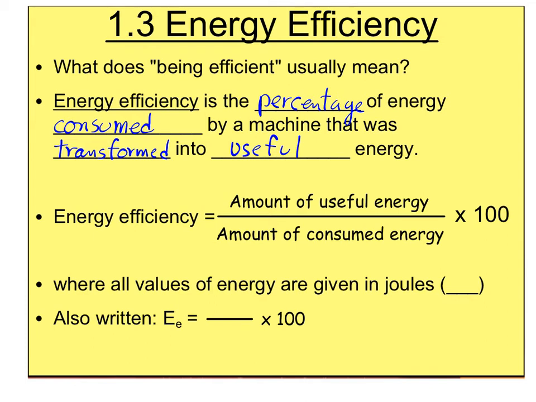So the formula goes like this. Energy efficiency is the amount of useful energy, so that's what is going to exit the machine, your final kind of energy, divided by the amount of consumed energy, that's what's going to enter the machine. And multiply that by 100 to get your percentage. In that formula, all values of energy are given in joules, capital J. And instead of writing this long formula every time, we're going to simplify it to EE, energy efficiency, equals EU, useful energy, divided by EC, consumed energy.